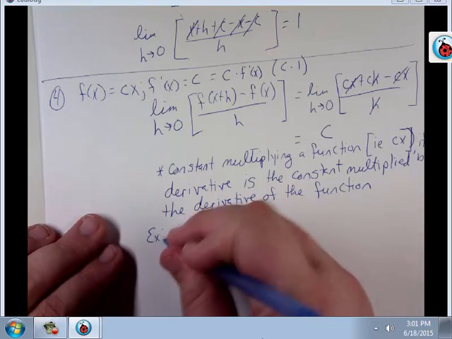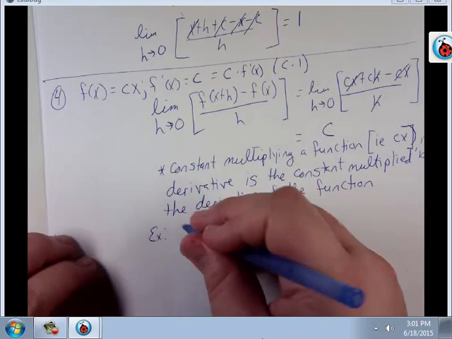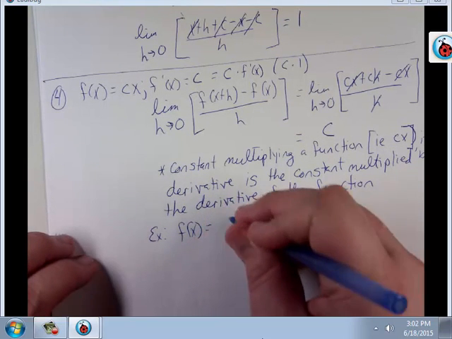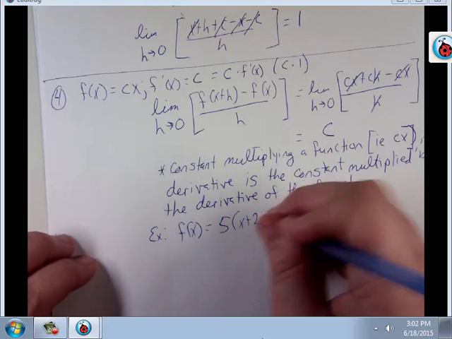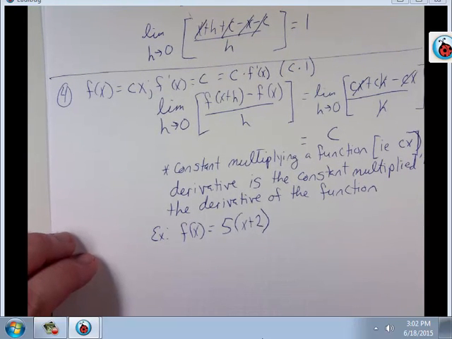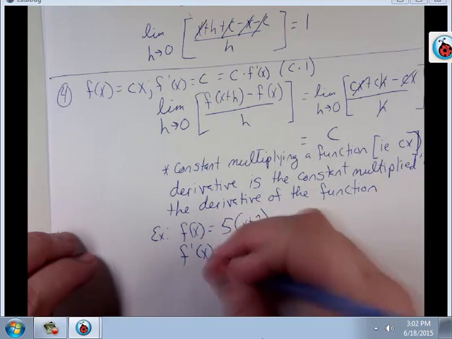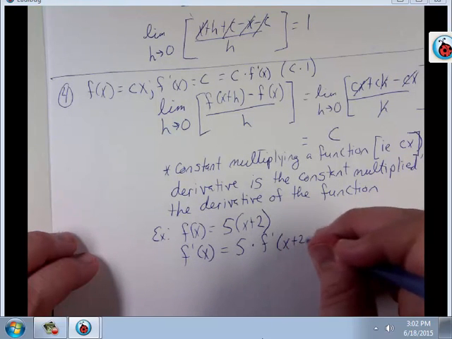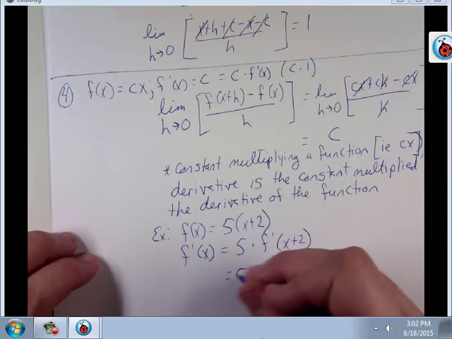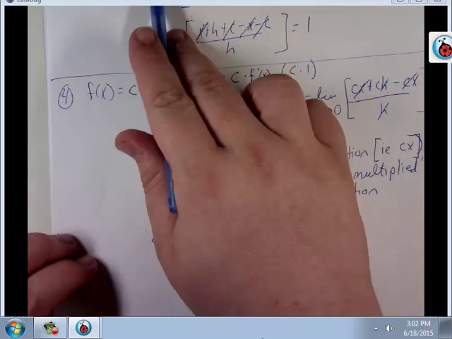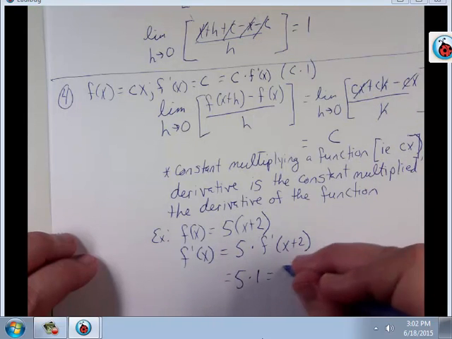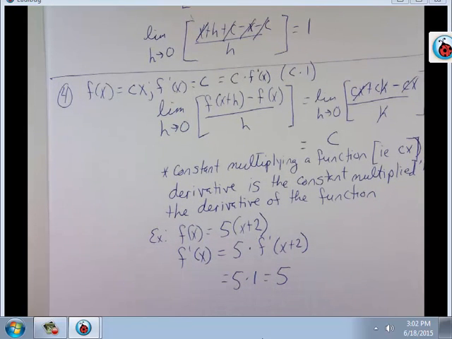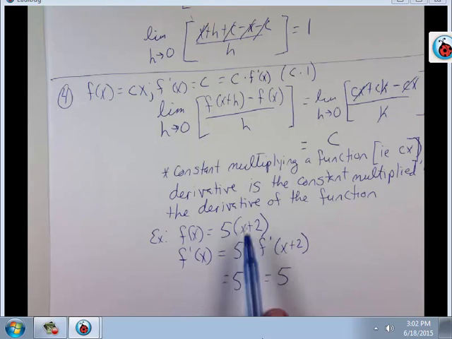I wasn't going to give many examples, but I do want to give a quick one for this. Let's say f of x is 5 times x plus 2. F prime of x is the same thing as 5 times f prime of x plus 2, which is 5 times, well, x plus 2, based off of this, is just 1, which is 5. Alright, so that's what I mean. You can just find the derivative of the function and multiply it by the constant.